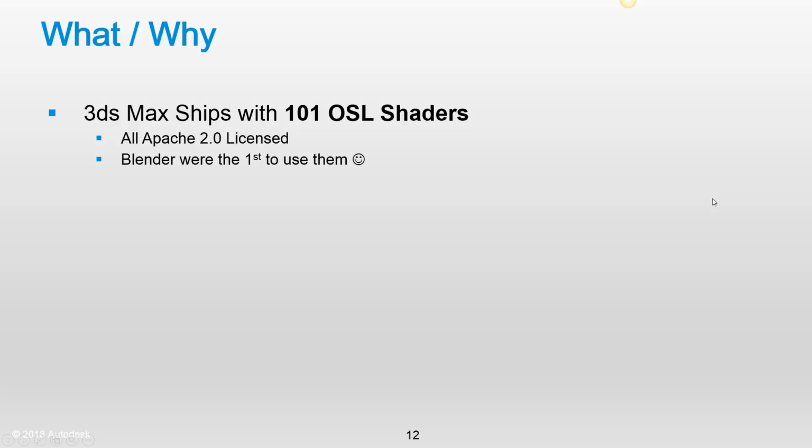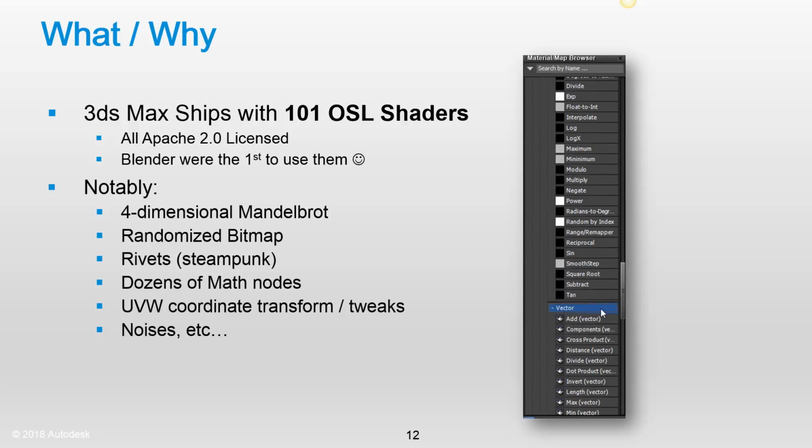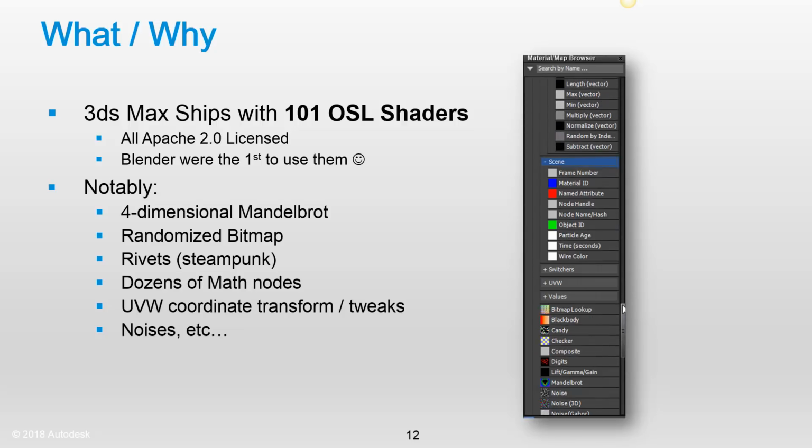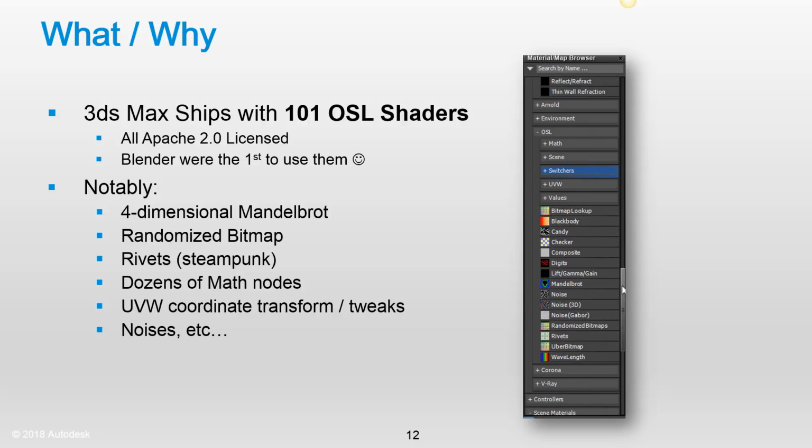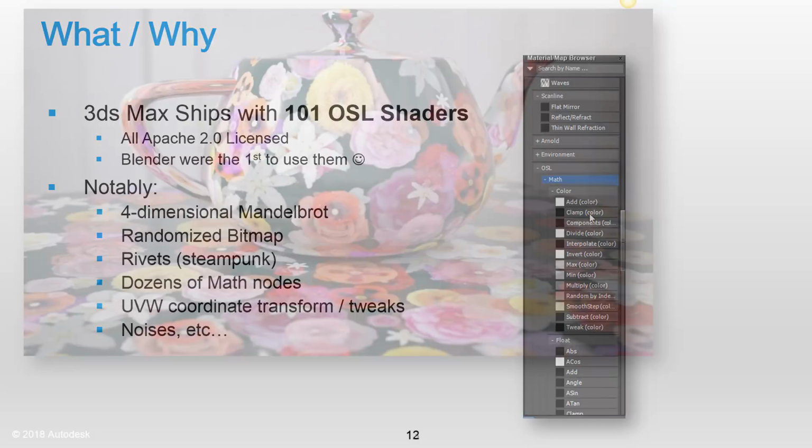So Max ships with 101 OSL shaders, all licensed under Apache 2.0. The irony was the first people to use them was the Blender community. I found that funny, and I actually encouraged this. There's a bunch of interesting ones. There's a 4-dimensional Mandelbrot, the randomized bitmap, the steampunk shaders, math, etc., etc., all sorts of things.